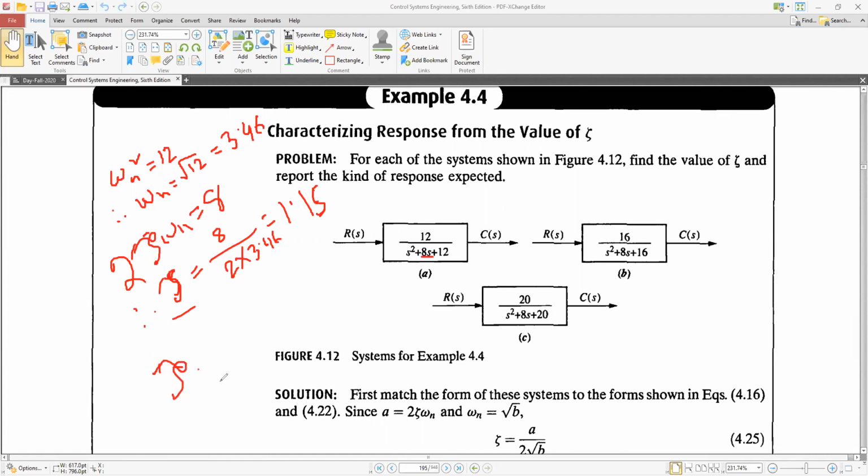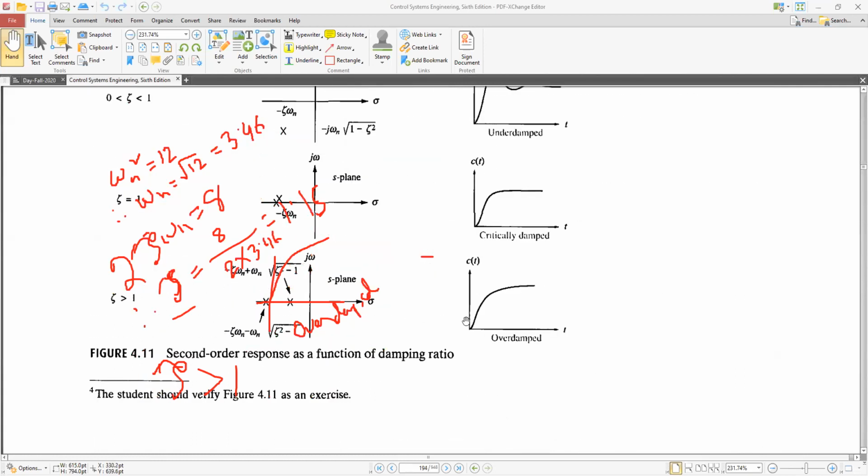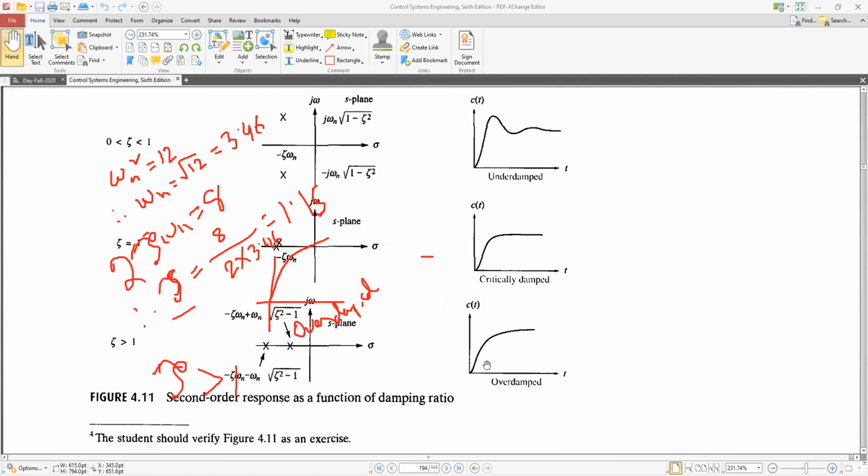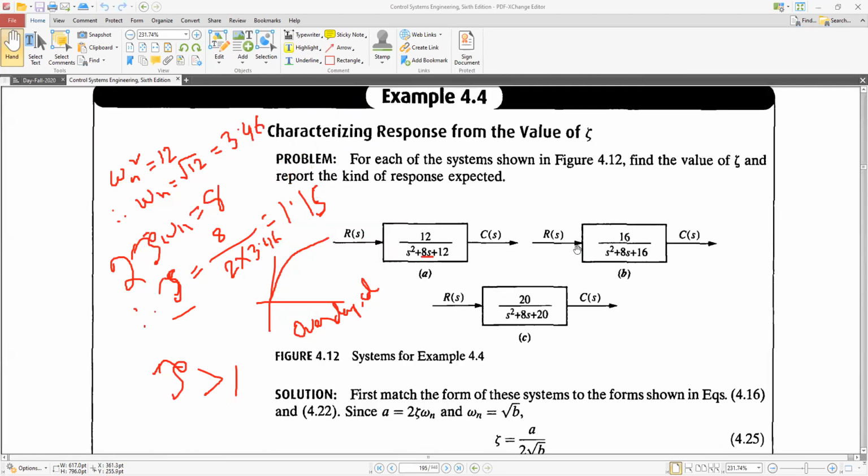Zeta is greater than 1. So if it is greater than 1, then the output response would be overdamped. Let me check. Yes, overdamped. Zeta is greater than 1, the response would be like this. Overdamped. This way you have to solve the others.